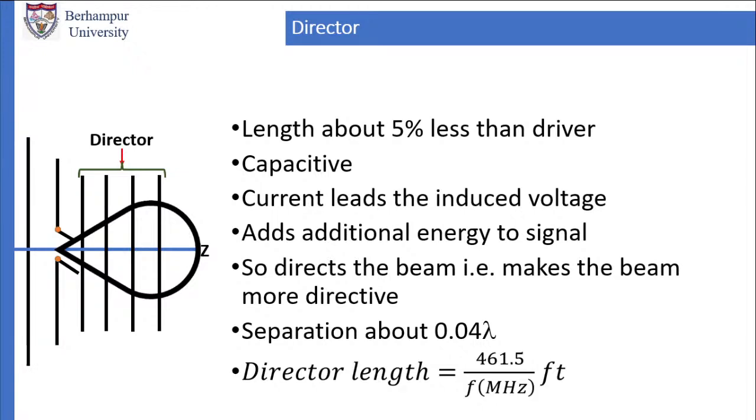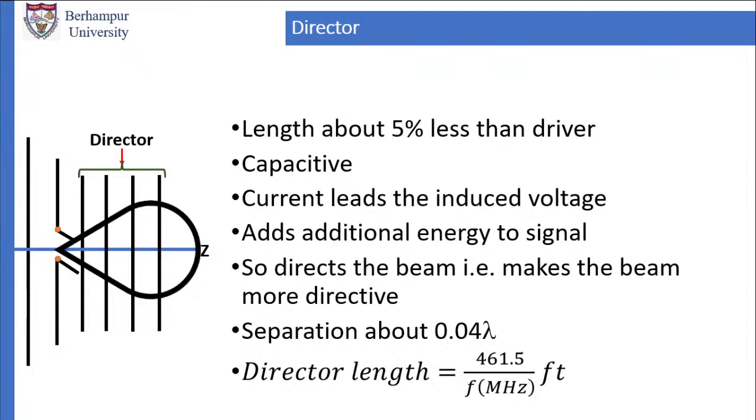Since their impedance is capacitive, here the currents will lead the induced voltage. In the previous case, in the reflector case, the current lags the reflector voltage. Current lags means the phase of the current lags the reflector voltage. Here the current phase is more than the induced voltage. Since the current leads the induced voltage, it adds additional energy to the signal. So it will be more directed, it will give directivity.